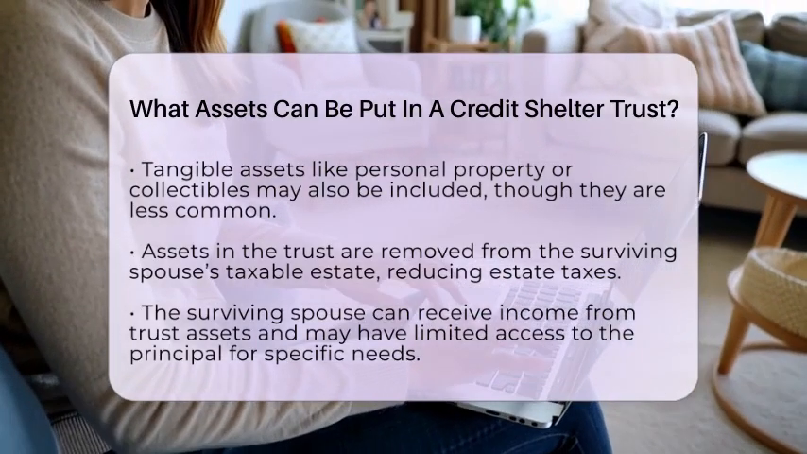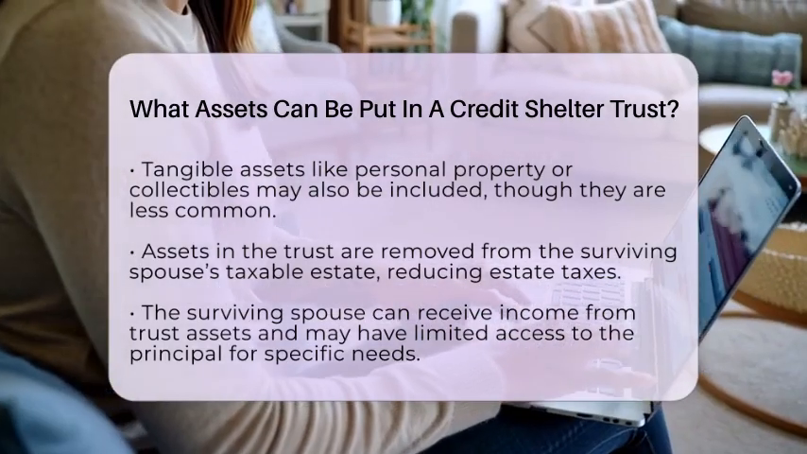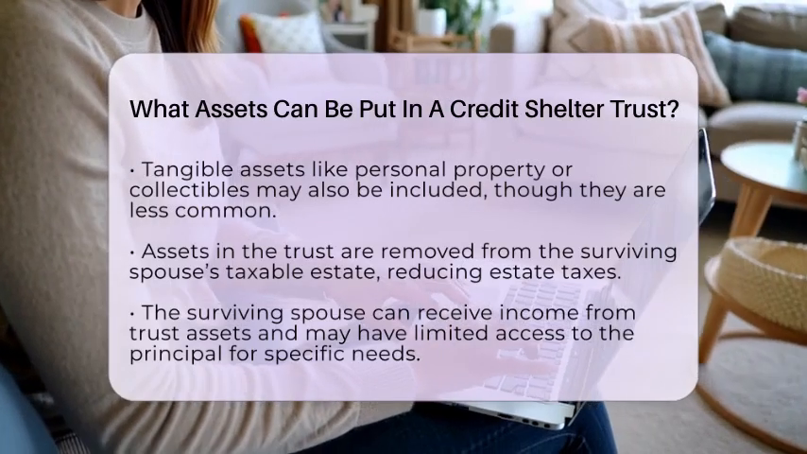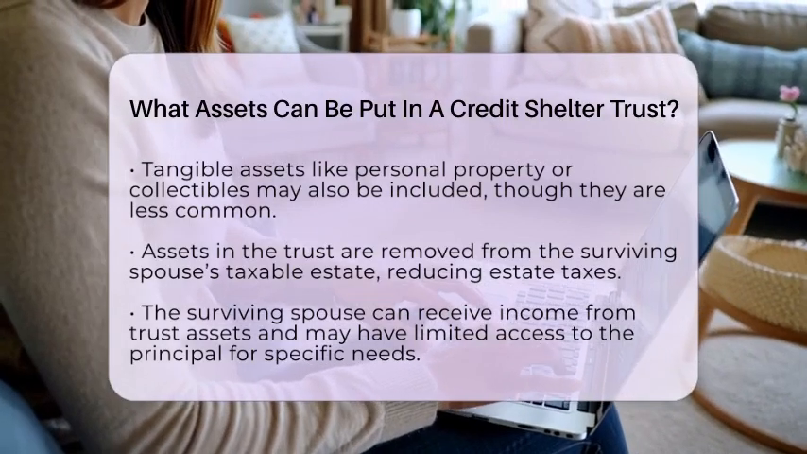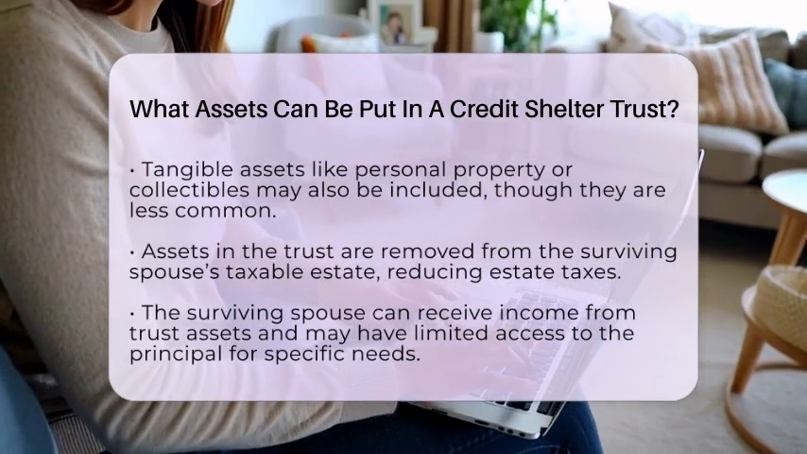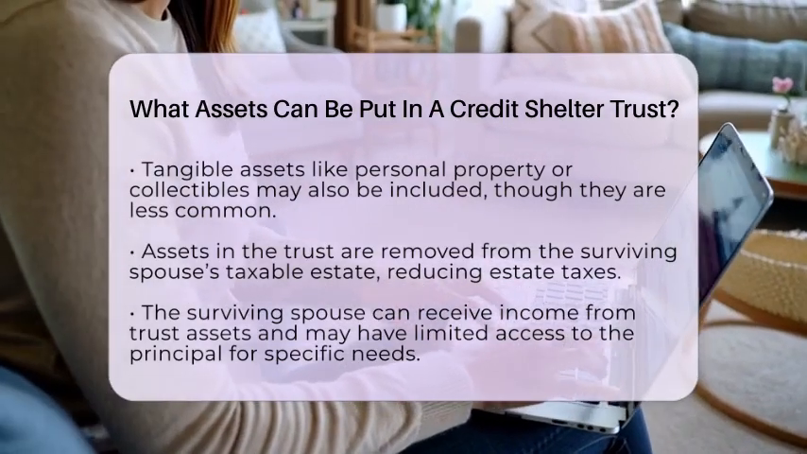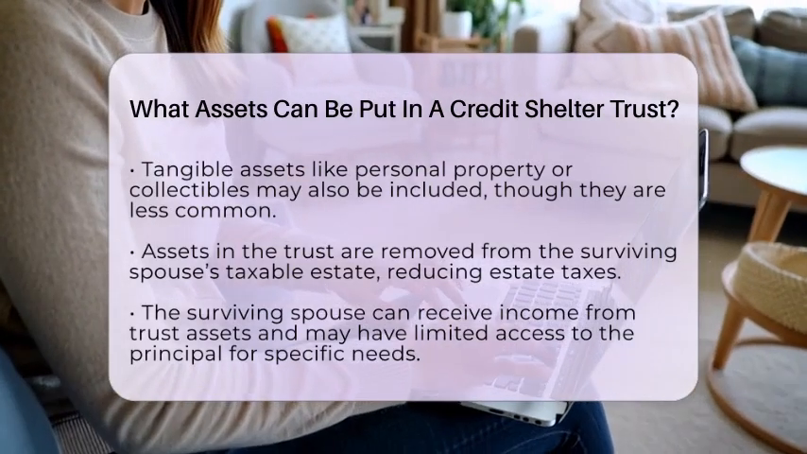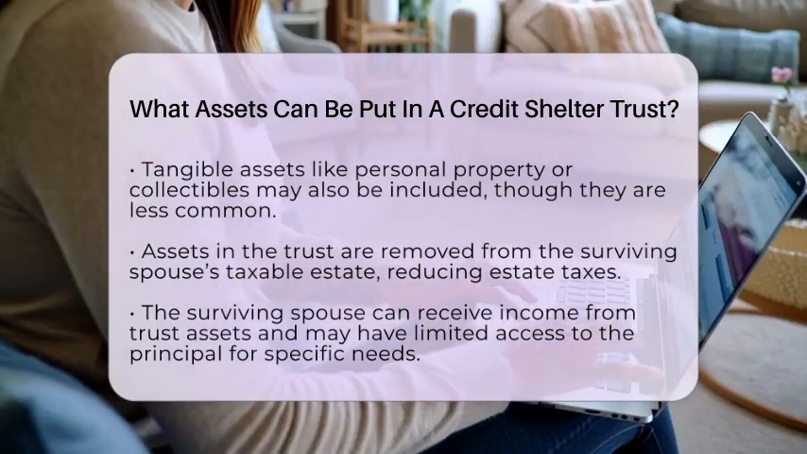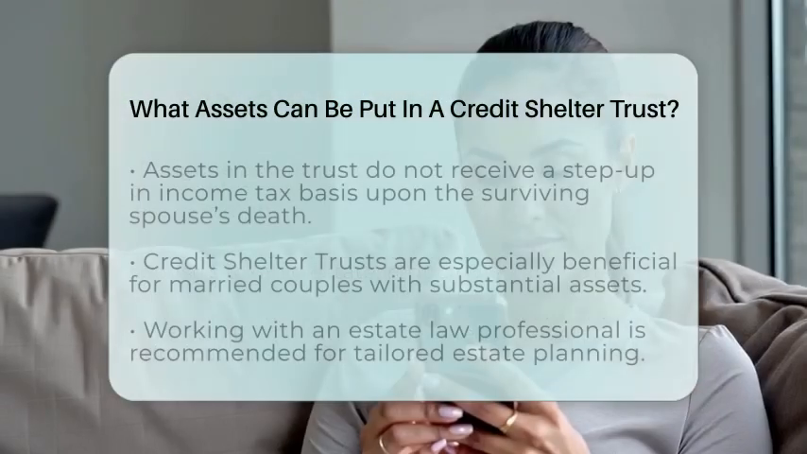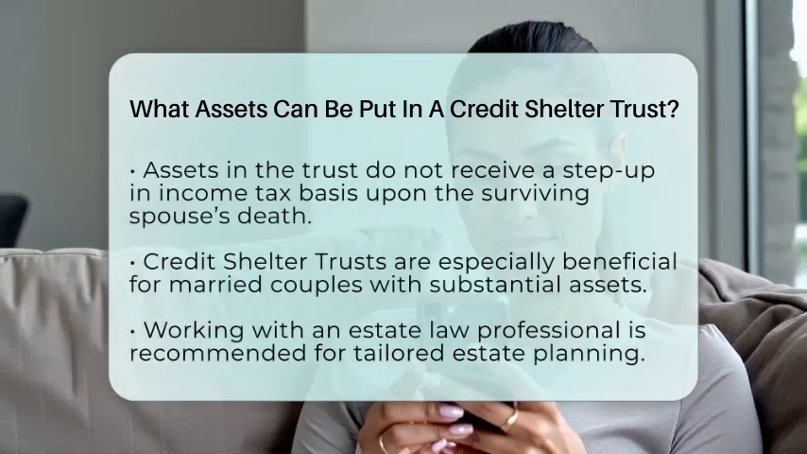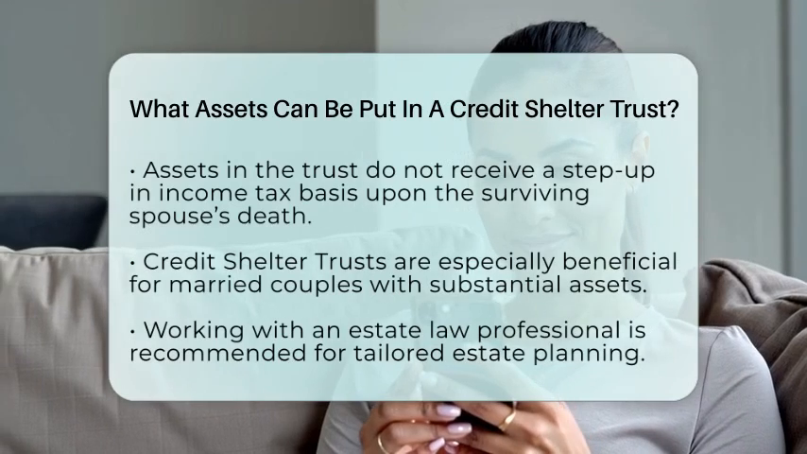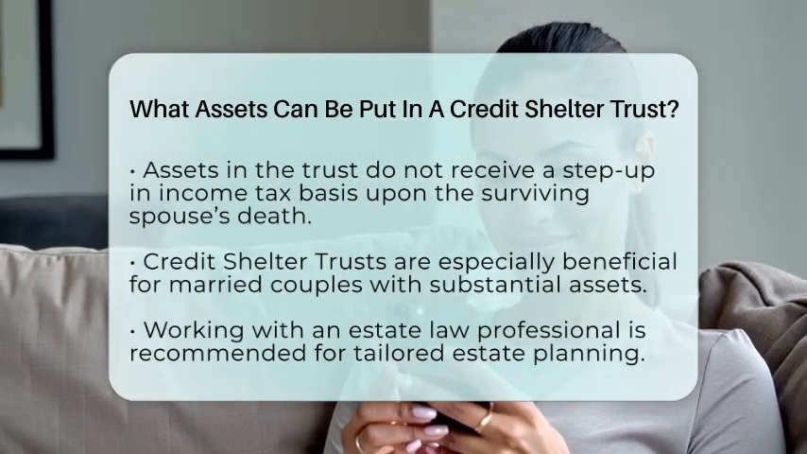The surviving spouse usually has the right to receive income generated by the trust assets. They may also have limited access to the principal for specific needs like health, education, maintenance, and support. It's important to note that assets in a credit shelter trust do not receive a step-up in income tax basis upon the surviving spouse's death. This means if the assets are sold later, there could be higher capital gains tax.